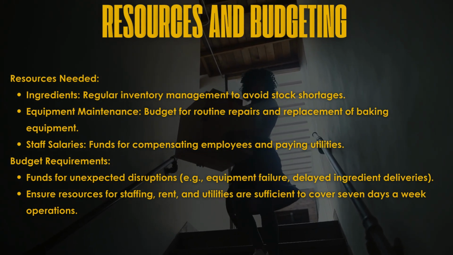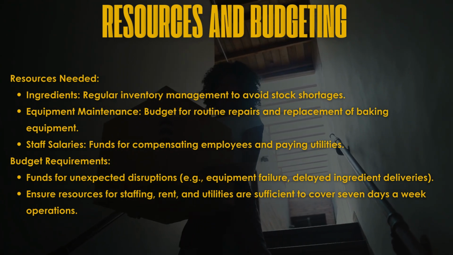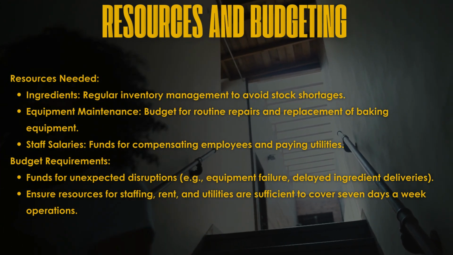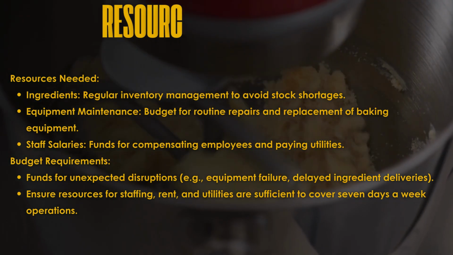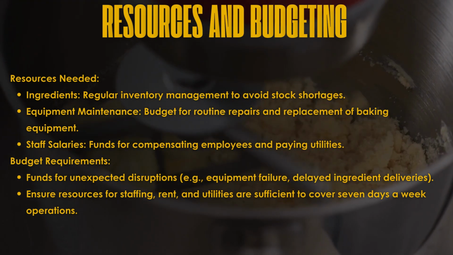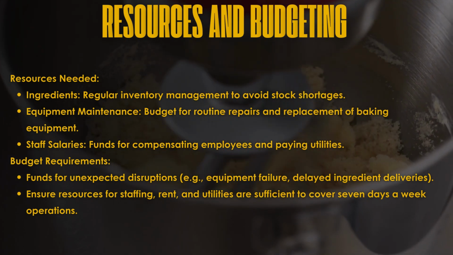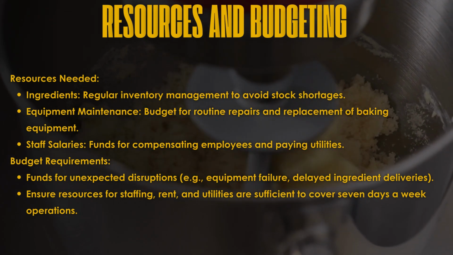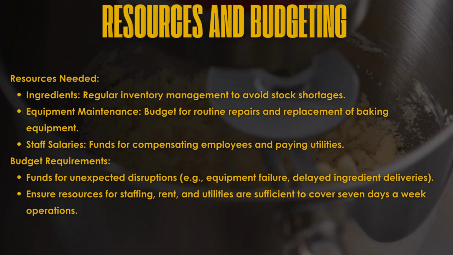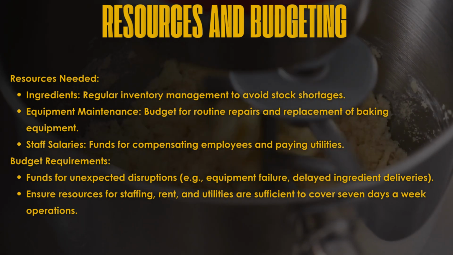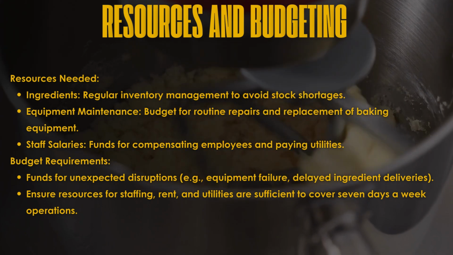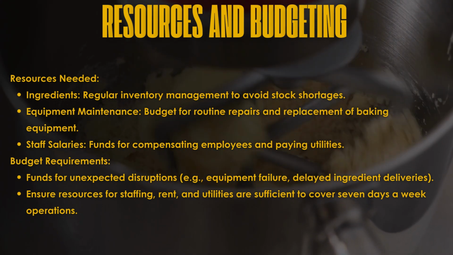It covers resources needed: ingredients, regular inventory management to avoid stock shortages, equipment maintenance, budget for routine repairs and replacement of baking equipment, and staff salaries, funds for compensating employees and paying utilities. Budget requirements also include funds for unexpected disruptions, equipment failure, delayed ingredient deliveries, and ensure resources for staffing, rent, utilities that are sufficient to recover 7 days a week operations.